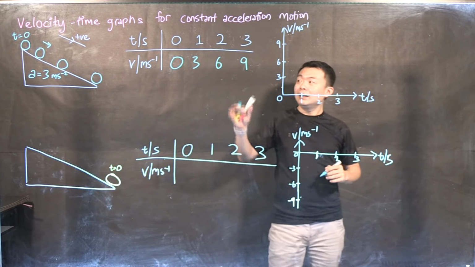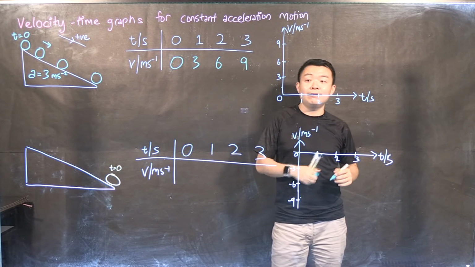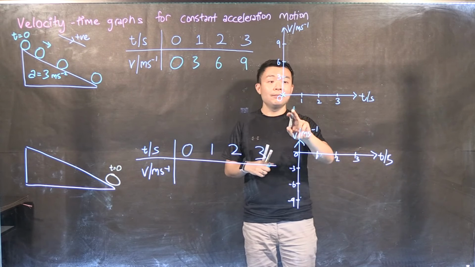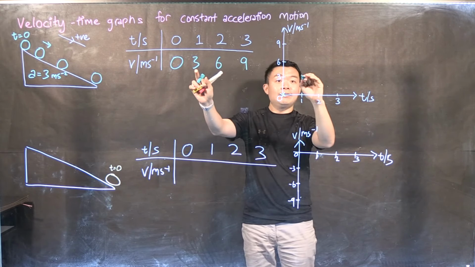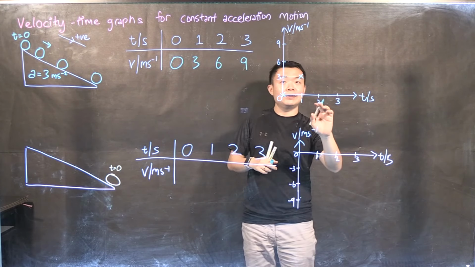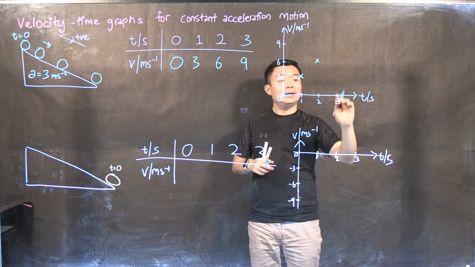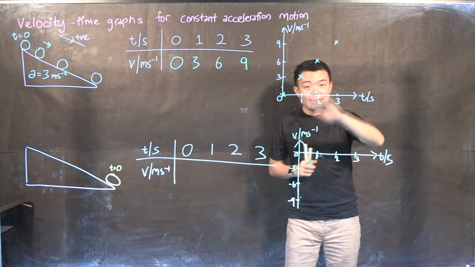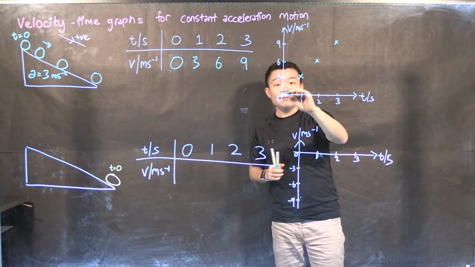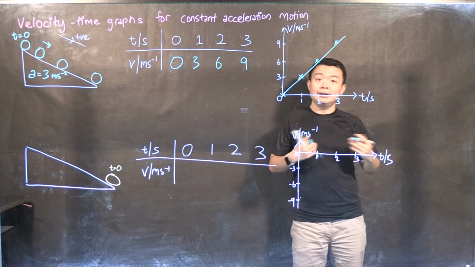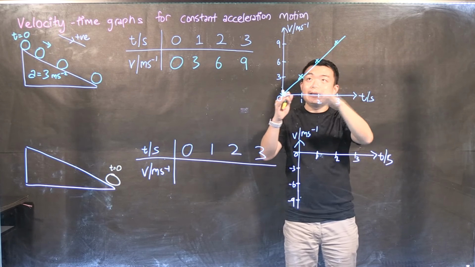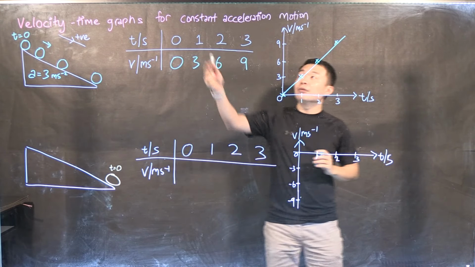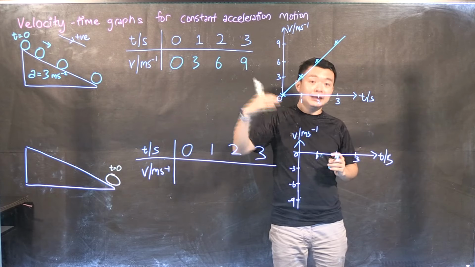Let's take a look at how this data will look on a VT graph, or velocity time graph. So at t equals 0, the velocity is 0. At t equals 1, velocity is 3. At t equals 2, velocity is 6. At t equals 3 seconds, velocity is 9. And if you draw a best fit line, you should have a straight velocity time graph. This velocity time graph tells you about the velocity of the object undergoing constant acceleration motion downwards along the slope.